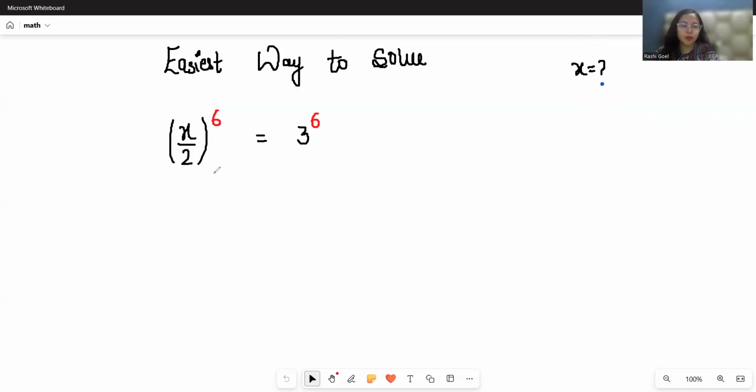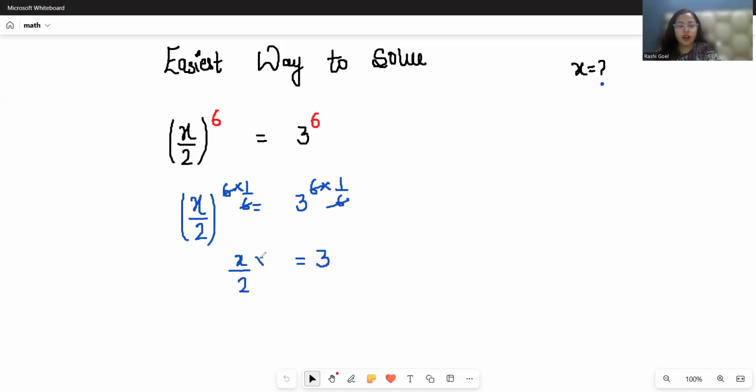So (x/2)^6 is equal to 3^6. I am going to raise both sides to the power 1/6, so it will cancel out. So what is left? x/2 is equal to 3. Now, if I multiply both sides by 2, it will cancel out. x is equal to 6.